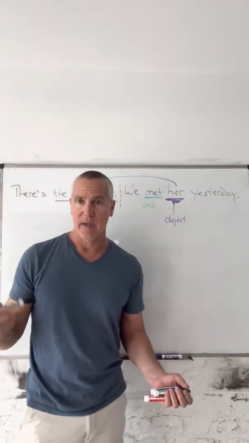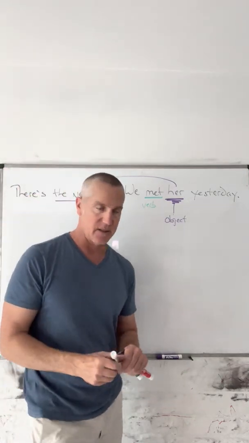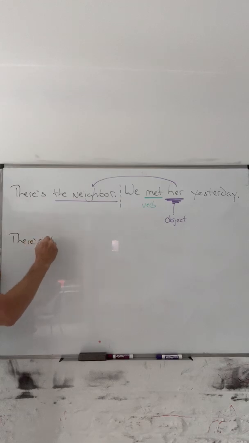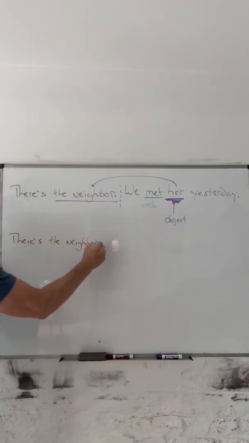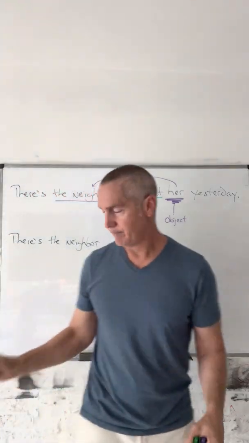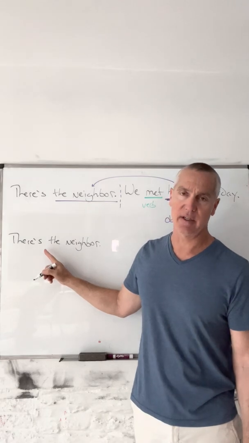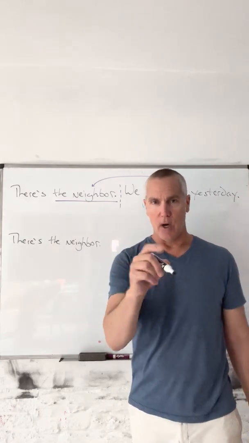Now we have some more possible combinations. And here we go. We know that the first sentence stays the same. So here's the first sentence. There's the neighbor. And of course, there's is the contraction. You already know.